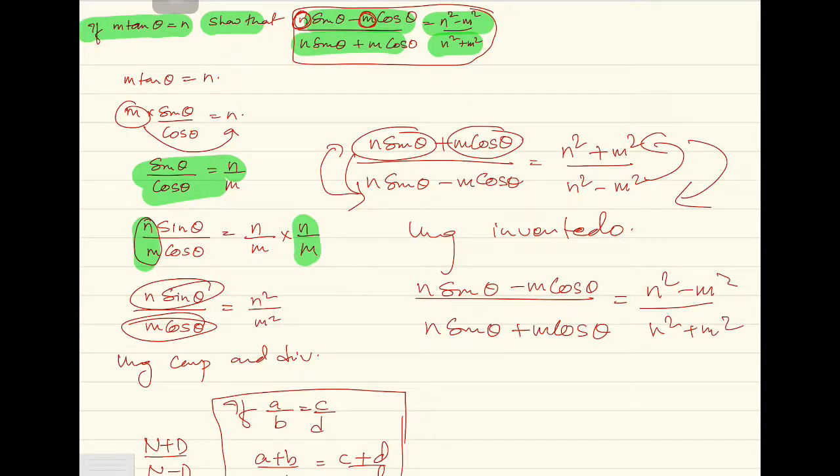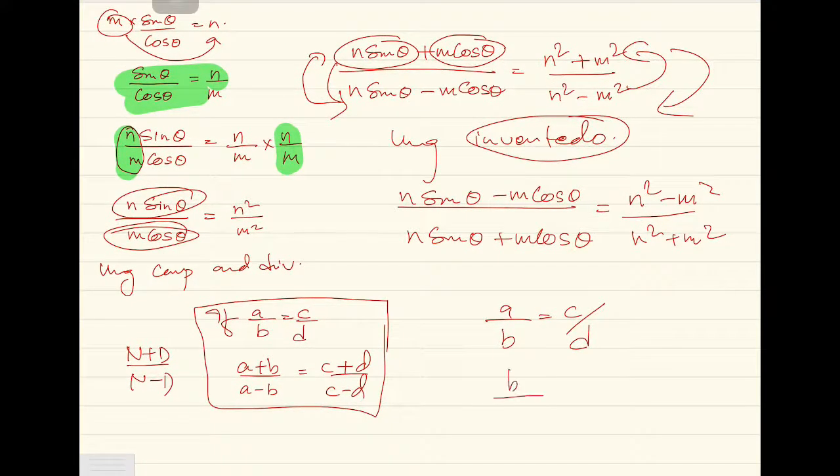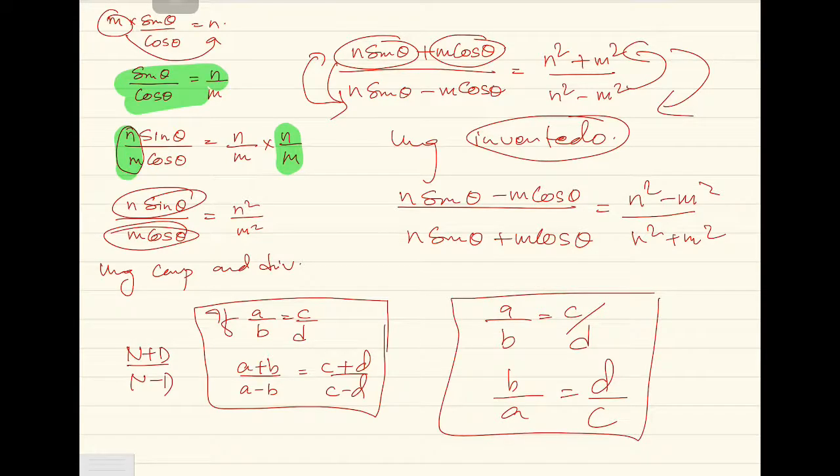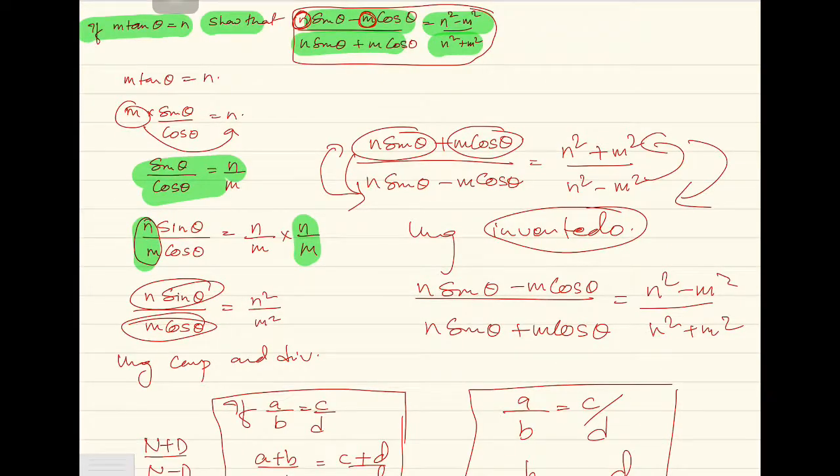What property did I use here? Invertendo. Invertendo means if you have a by b equals to c by d, then you can flip both. You can write b by a equals to d by c. Okay, that's the invertendo property. So that's how I have solved this sum. It looks a little complicated, but using some algebraic property, it actually becomes very, very simple.